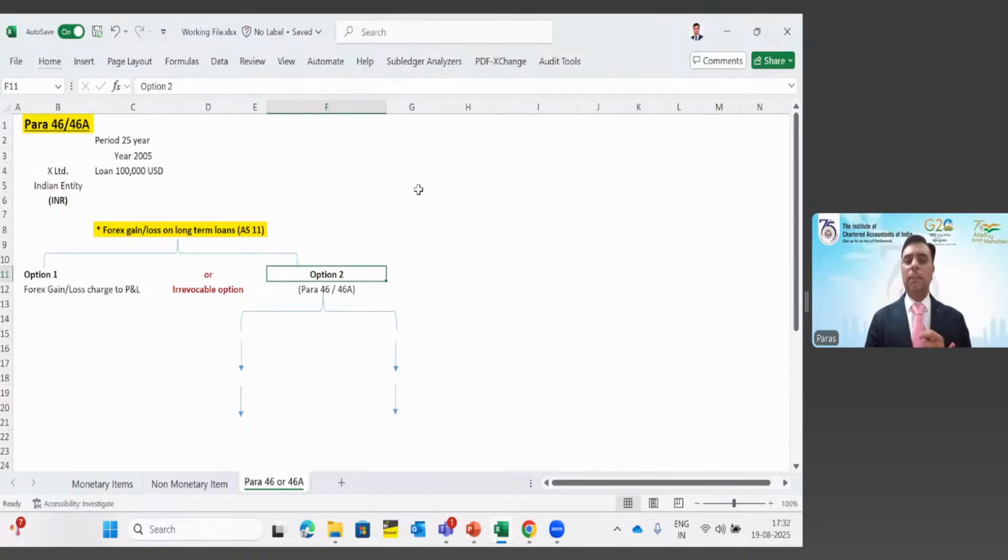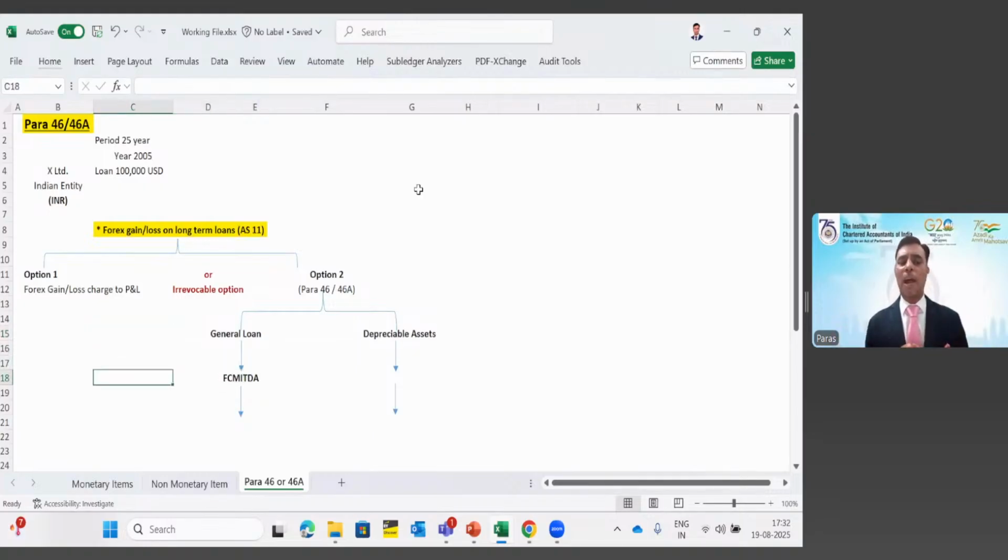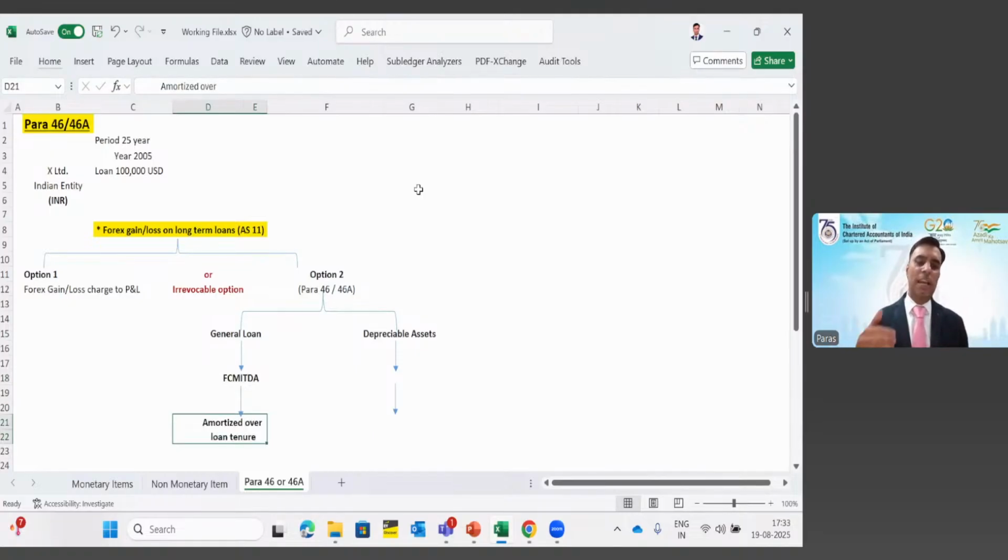So the MCA told them, first of all you need to check whether you have taken this loan for general purpose or for any depreciable asset. If this loan was taken for general purpose, then this gain or loss was required to be transferred to an account which is commonly known as the FCMITDA account, which is the foreign currency monetary items translation difference account. The exchange gain or loss will be transferred to this account, which will be deferred and disclosed in the balance sheet. And this exchange gain or loss can be amortized over the loan tenure. This is regarding the general purpose loan.